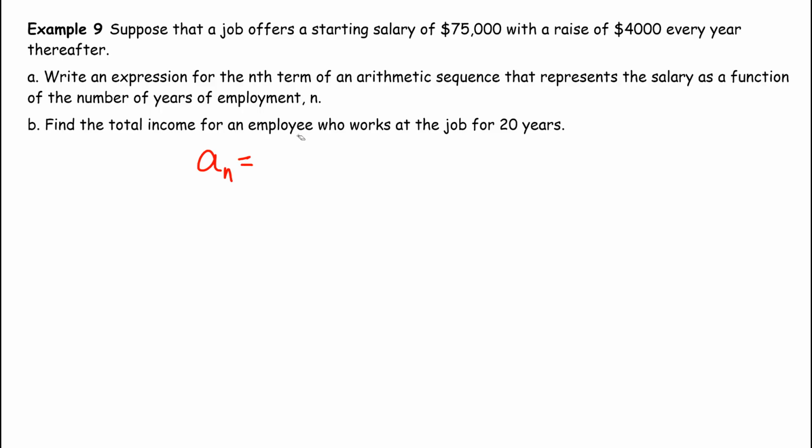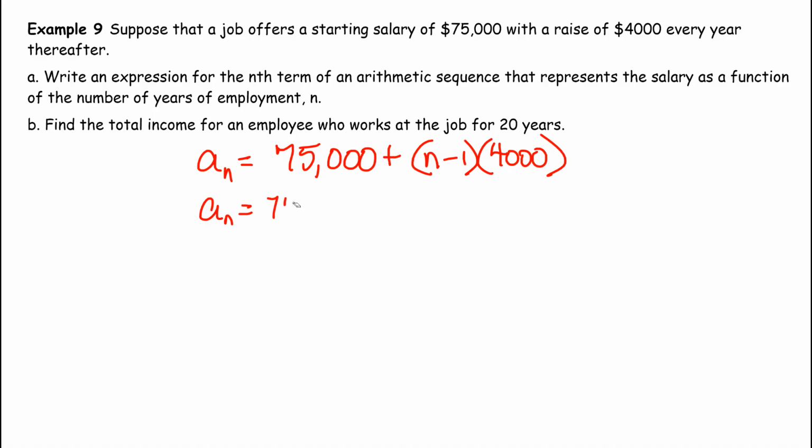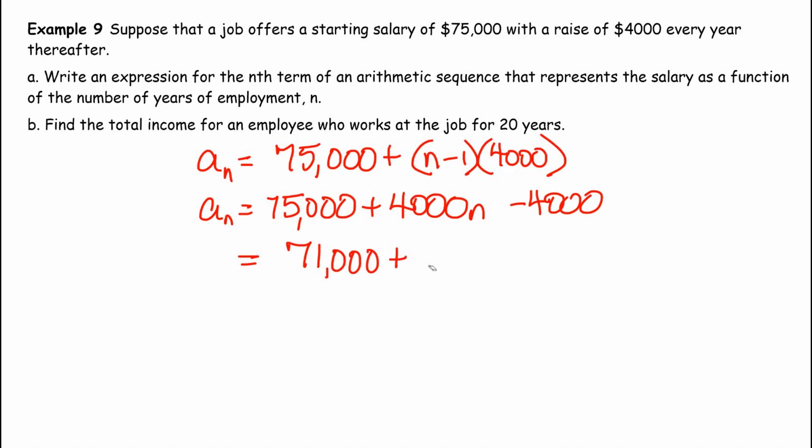So A sub n is equal to the first term plus n minus 1 times d, which in this case is 4,000. You add 4,000 every year. And so A sub n is equal to 75,000 plus 4,000n minus 4,000. So A sub n can be written as 71,000 plus 4,000n. That is a way to write the nth term of this sequence. Part B, that was part A. Find the total income for an employee who works at the job for 20 years.